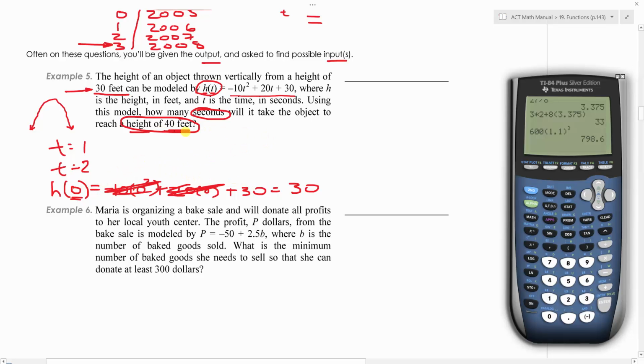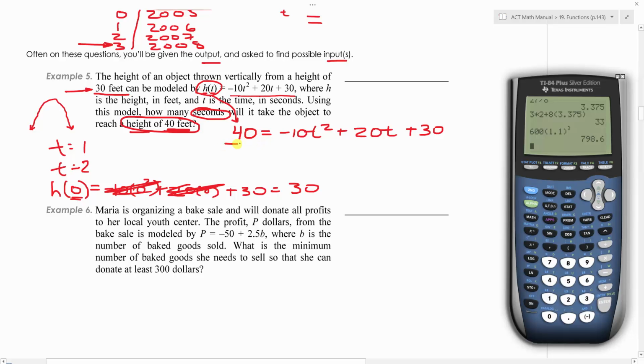But now back to this 40 feet. This is the output. This 40 feet tells us that our h of t equals 40. And remember, that also equals this expression on the right hand side of the equal sign. So what do we have now? Again, we have a quadratic, some kind of parabola here. In order to solve quadratics, what do we do? We factor. We get everything to one side, making the other side 0.